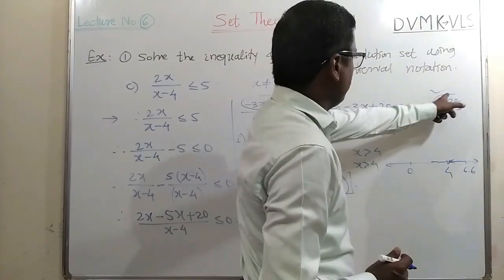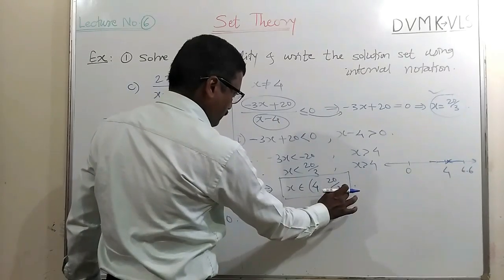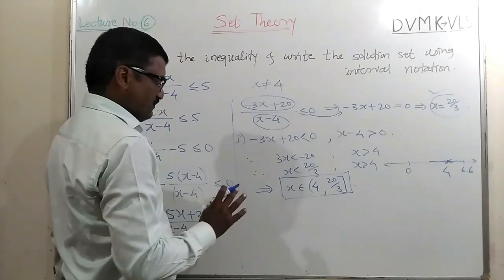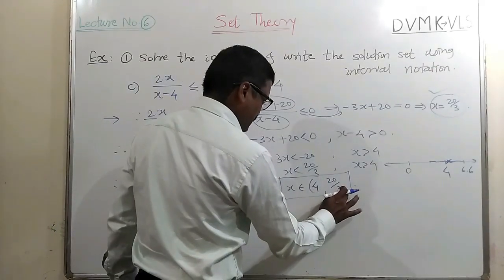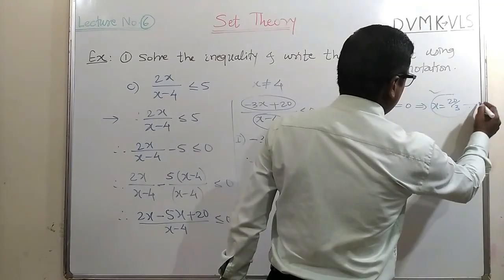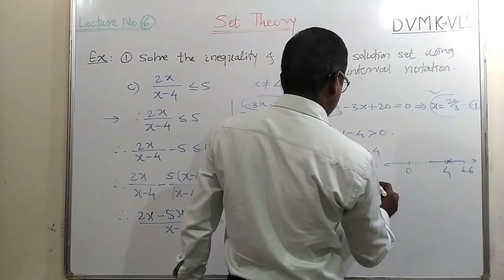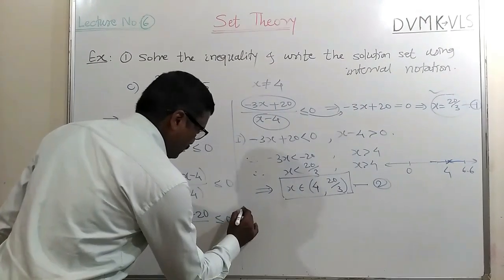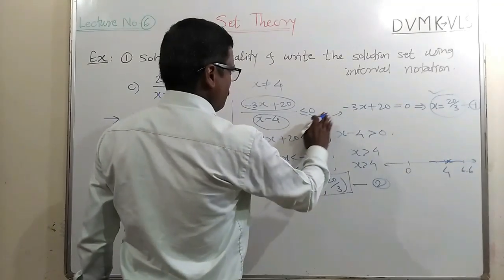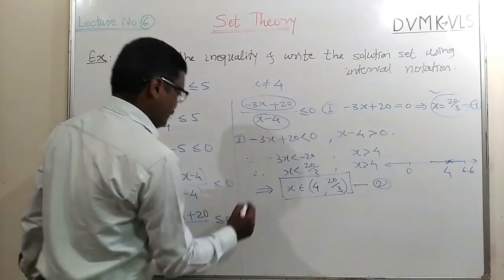Also here x is equal to 20 by 3. So we can insert that 20 by 3 here, and we can make the bracket closed in our solution part. So this is our first number 1, this is number 2. Let us see, I consider this as second.